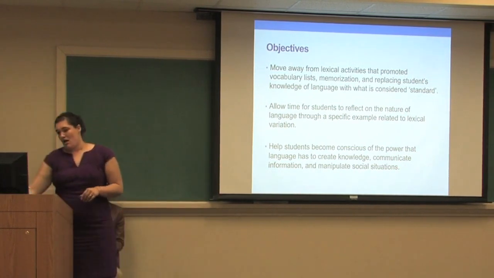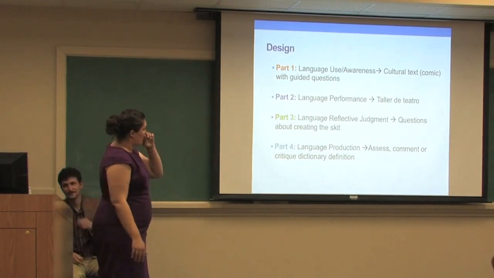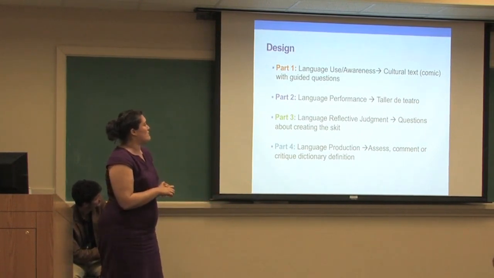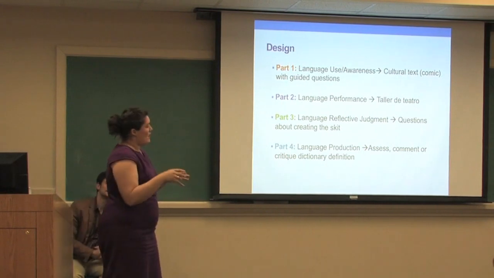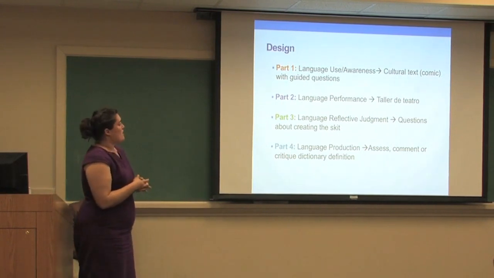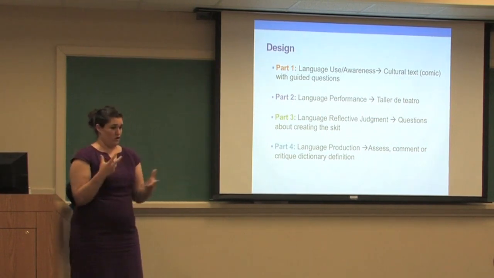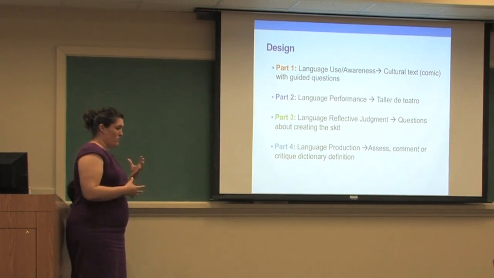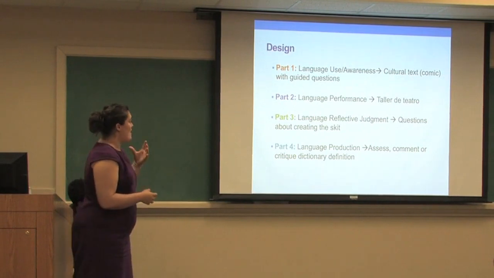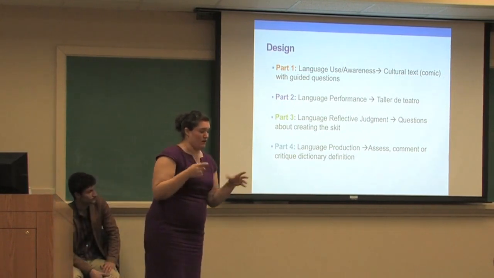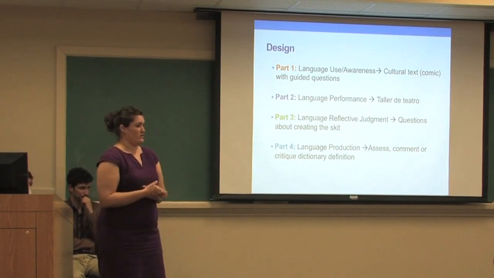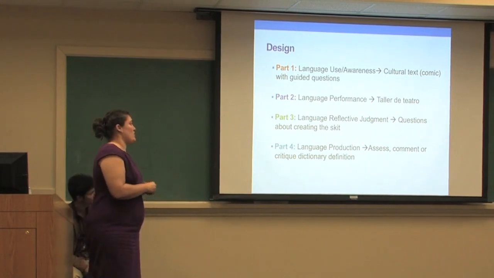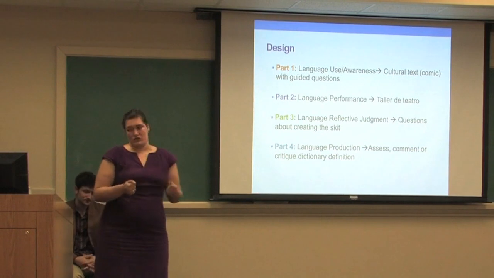And then from there, with this in mind, I designed this activity that has 4 parts. The first one was about the use of language, the awareness, and I grabbed a comic from this Mexican cartoonist called Kino, and they had to read it, and it has a couple of guided questions. Then they had the theater, in which they had to put this word into use. Then they had to exercise reflective judgment, in which they had to think about what was hard about creating a skit, and why it was hard. And finally, I give them a definition from a library, from a textbook, and have them question that definition and say, is this guy really right? Is this the correct way of talking about language? So that they can really assess and comment on the dictionary definitions.